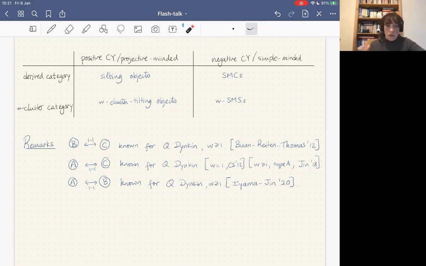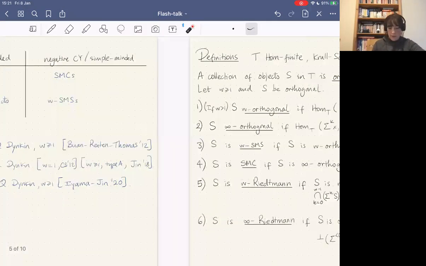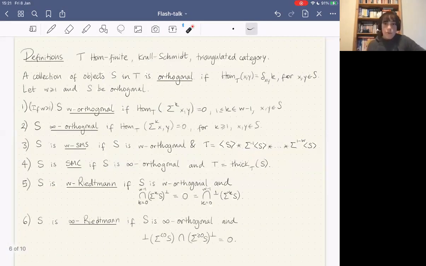And the bijection between the simple-minded systems and simple-minded collections was also done very recently by Iyama-Jin in the case when the quiver is Dynkin. Okay, and so what we do is we extend this theorem, and I'll go back to it a little bit later. So let me just tell you briefly what these objects are.